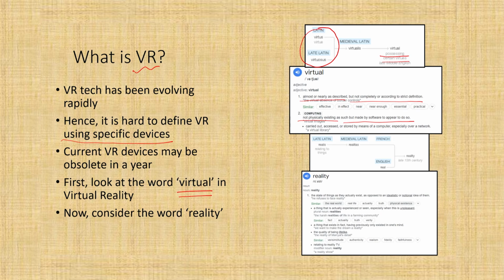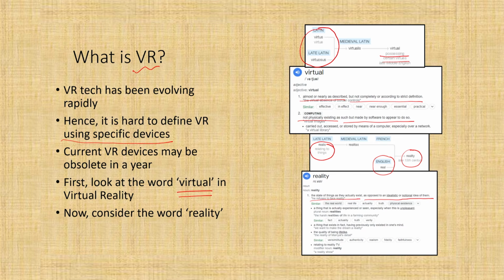The second word that comes in the term virtual reality is reality. That comes from the late Latin word realis, which essentially translates to the English real or reality in the late 15th century onwards. The dictionary definition as we have today is the state of things as they actually exist, as opposed to idealistic or notional idea of them.